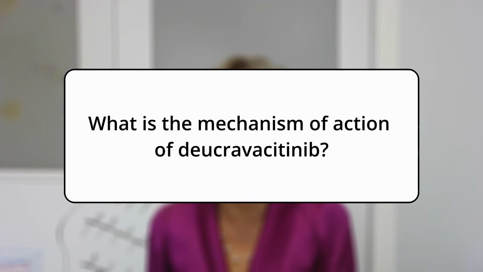Today, we're going to talk about the mechanism of action of Deucravacitinib, the TYK2 STAT signaling pathway. So Deucravacitinib is the first in-class oral selective allosteric inhibitor of TYK2, a kinase required for interleukin 12, interleukin 23, and type I interferon signaling. So let's break that down. What did I just say?